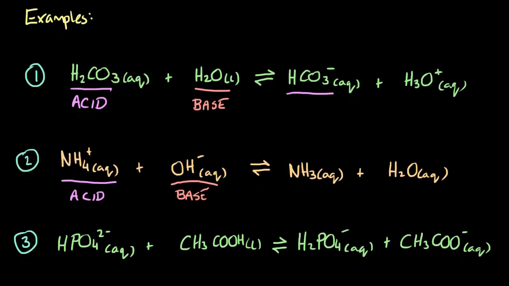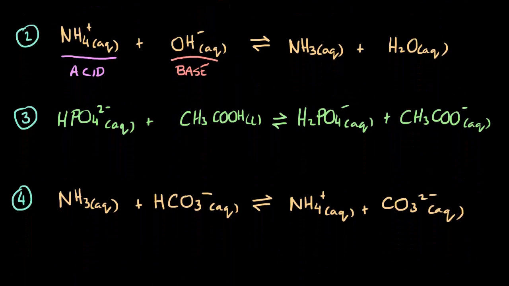Example number 3. We have a hydrogen phosphate ion, HPO4 2-, reacting with CH3COOH liquid to make H2PO4- and acetate ion. The HPO4 2- has changed into H2PO4-. So this substance has gained 1 hydrogen compared to the original, and it has gained a positive charge because it went from -2 to -1. Therefore, this is a proton acceptor, and this substance is a base.